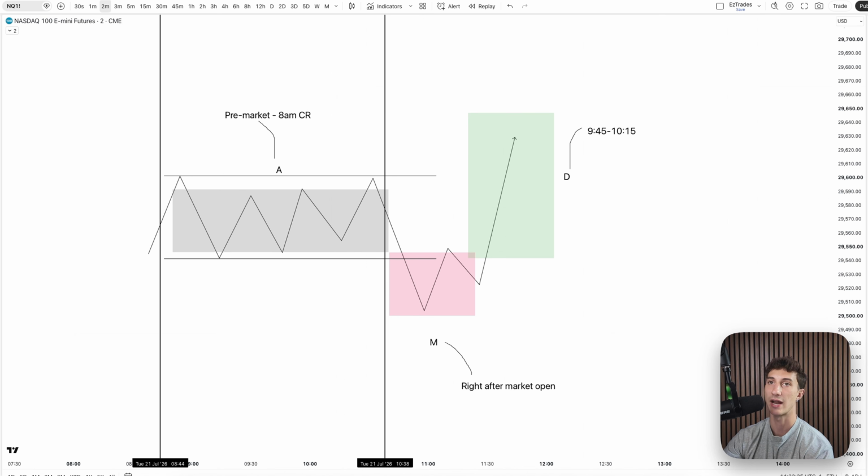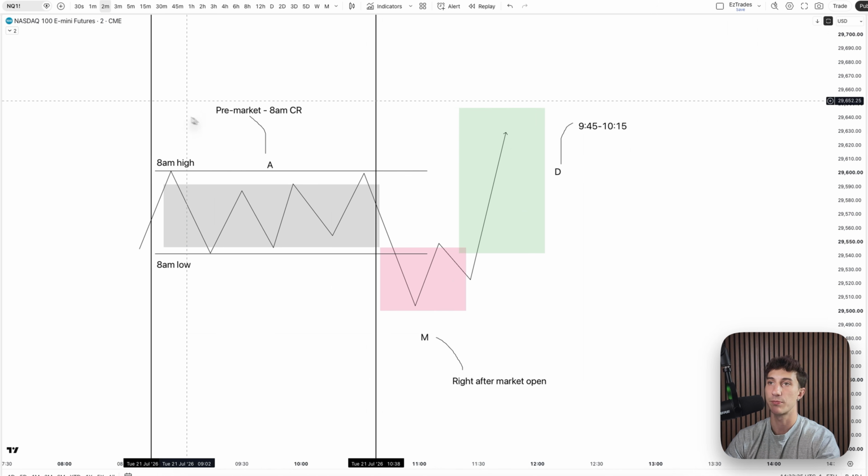For the manipulation, I must see either the high or the low of the 8 a.m. range get taken out. Now, just because price displaces below this range does not mean I'm automatically entering a long position. Why? Well, for all I know, price could continue lower and maybe just trend downwards for the entire day. That's why for a true manipulation, we must see a V-shaped reversal into an inverse fair value gap.